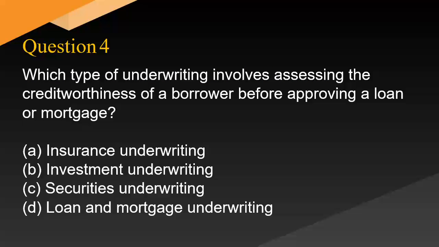Which type of underwriting involves assessing the creditworthiness of a borrower before approving a loan or mortgage? A. Insurance underwriting. B. Investment underwriting. C. Securities underwriting. D. Loan or mortgage underwriting.